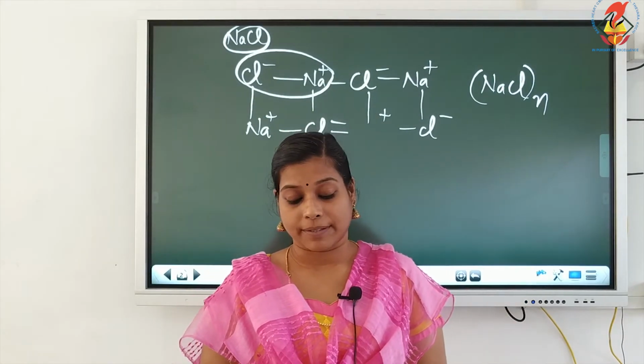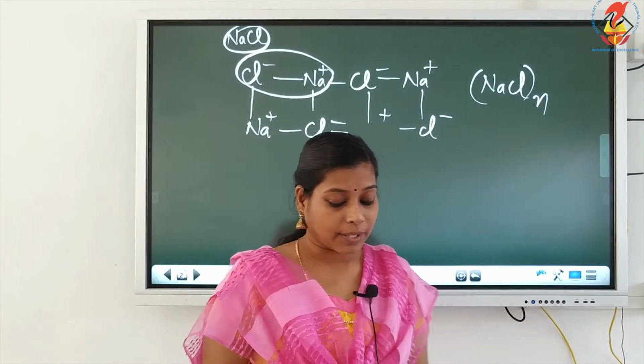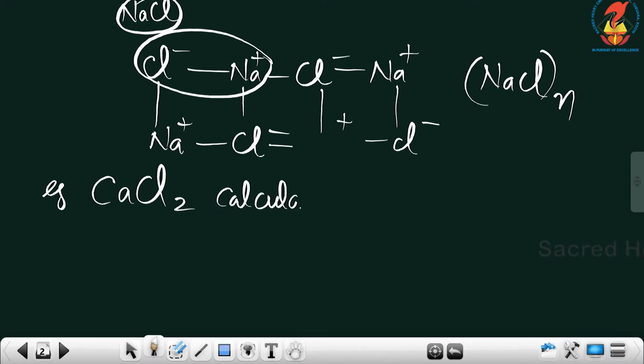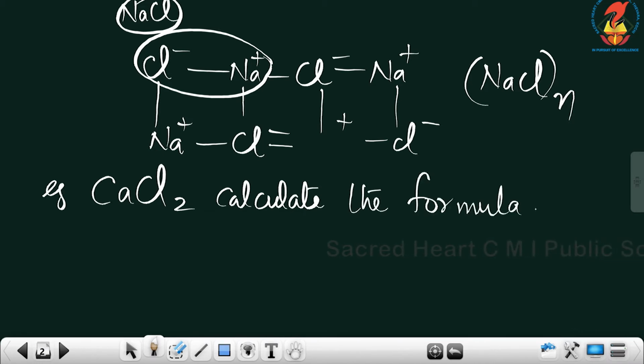Let us see how to calculate the formula unit mass of calcium chloride. Calcium chloride is an ionic compound, CaCl2; we have derived the formula. Calculate the formula unit mass.